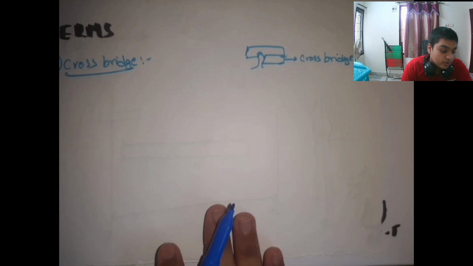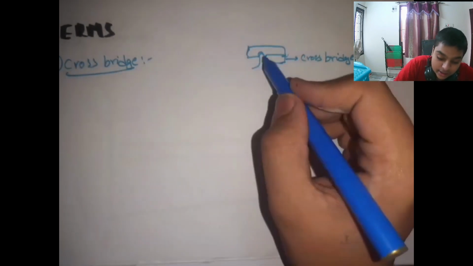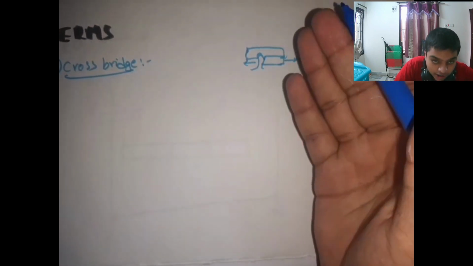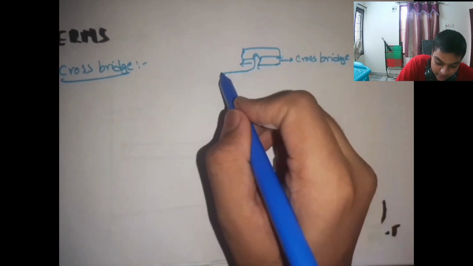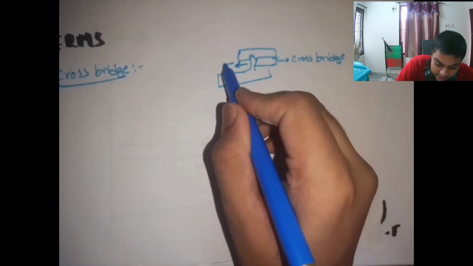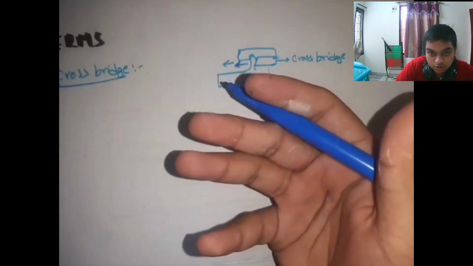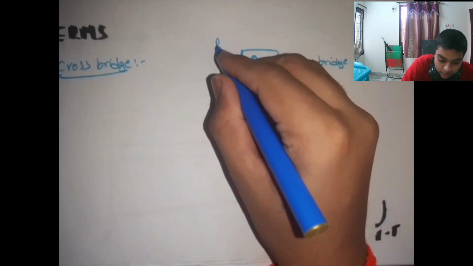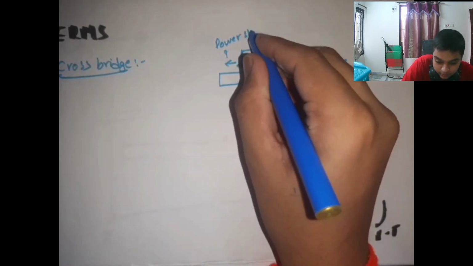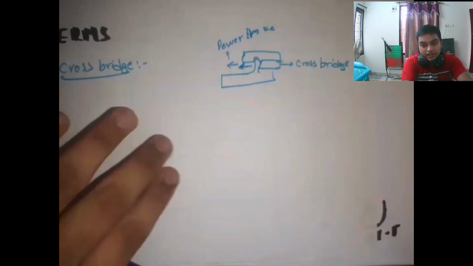Now after this cross bridge formation, this myosin pulls this actin towards itself. If this is myosin, it pulls actin in this direction. Actin slides. Now in order to give a power stroke, means pulling. This is called as power stroke. It is pulling towards itself.